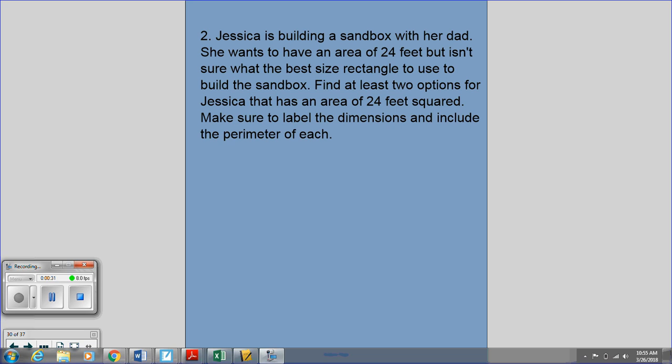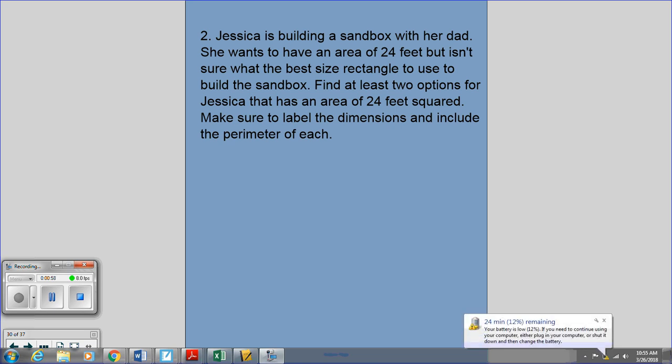Our answer sentence should sound pretty similar to our last one. What kind of answer sentence are we thinking? What are we trying to figure out? Parker, what am I trying to figure out? A box that has 4 and 1. Yeah, we're trying to come up with some different boxes that would have an area of 24.